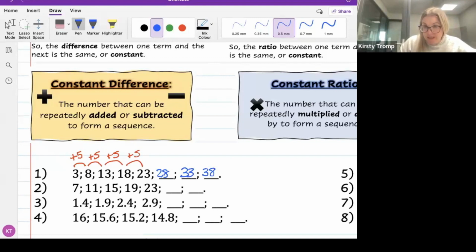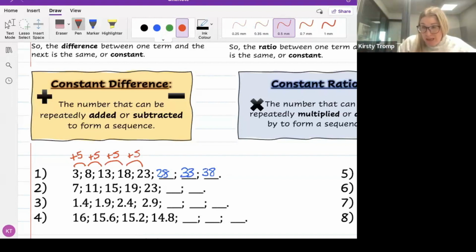All right. Let's try the next one together, and then I'm going to let you try by yourself. So in my next one, again, I'm going 7, 11, 15, 19, 23. So I can see that each time I am getting bigger. So I'm either going to be adding, or maybe multiplying, but I'm definitely getting bigger. So first we try to see if we've got a constant difference. Apologies.